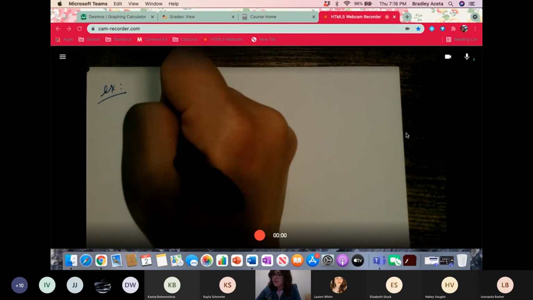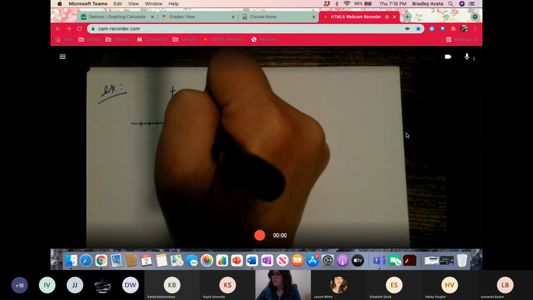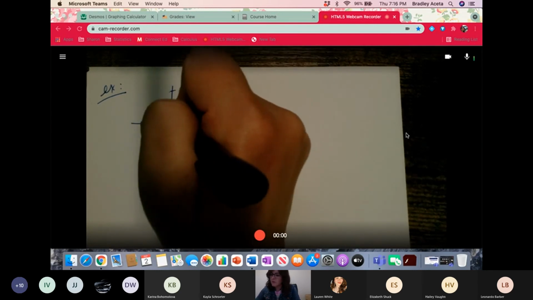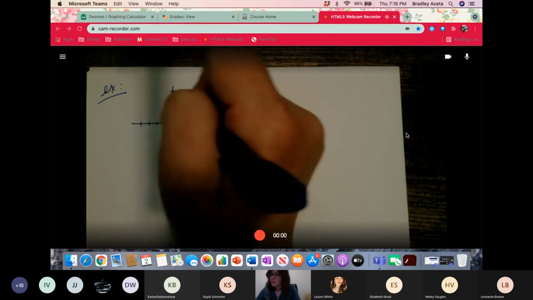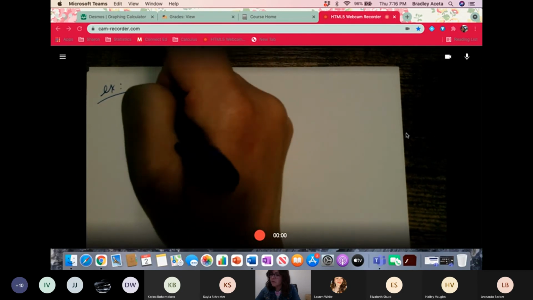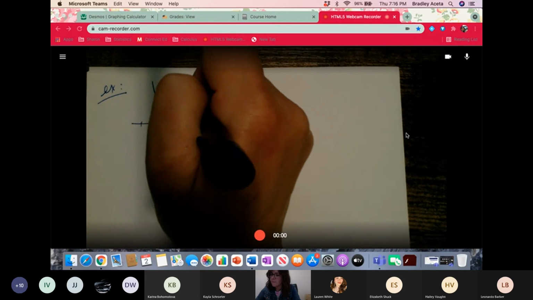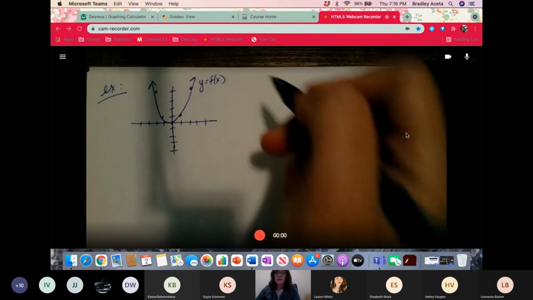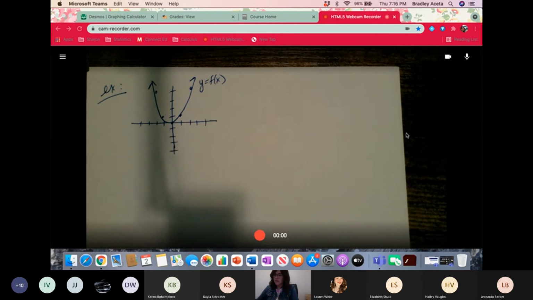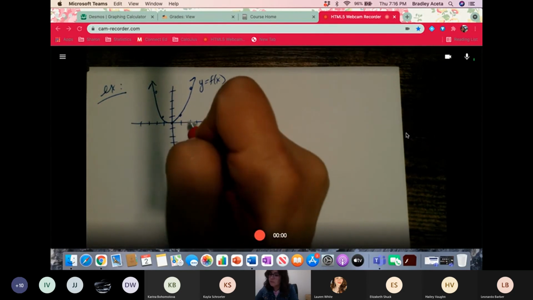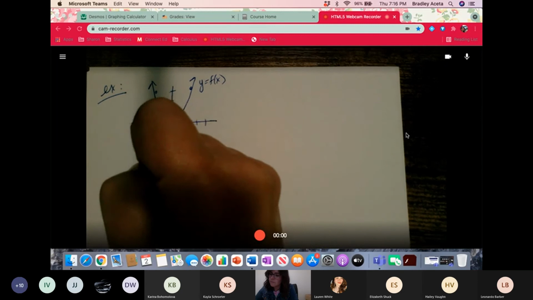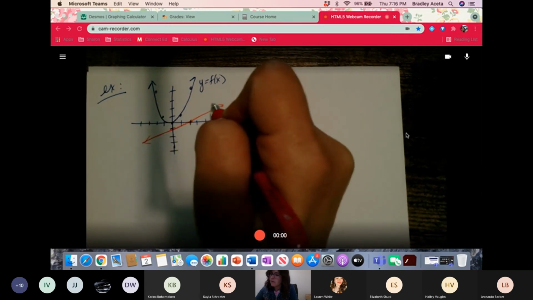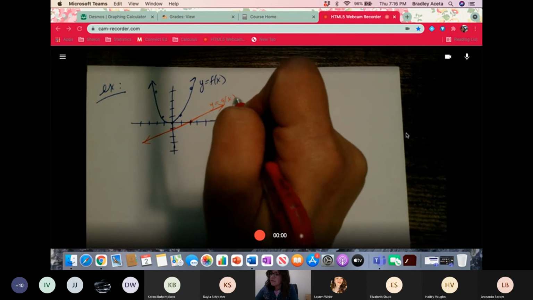1, 2, 3, 4. 1, 2, 3, 4. So we'll do Mr. Parabola because he's pretty fun. So this is going to be the f of x. And then this one will be the g of x in the red line.